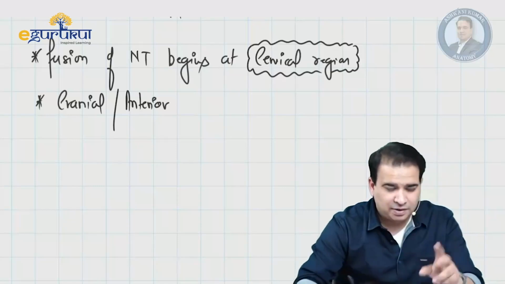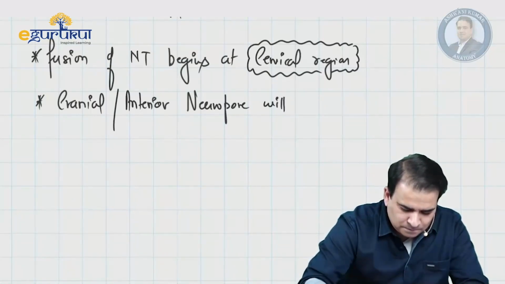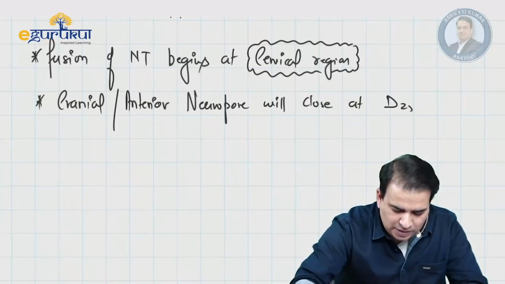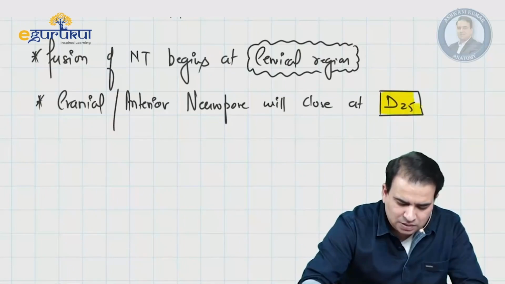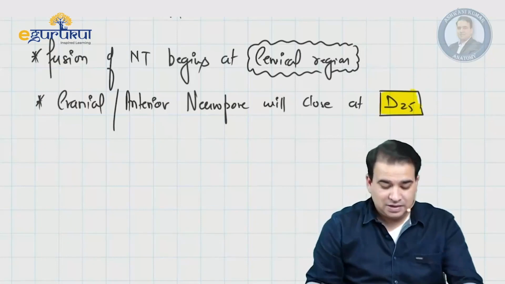Please remember these alternative terms: cranial or anterior neuropore will close at day 25. Well, 25, 24, all these are right answers. But once again, I'm going with the standard text in that. The cranial neuropore will close on the 25th day, day 25.